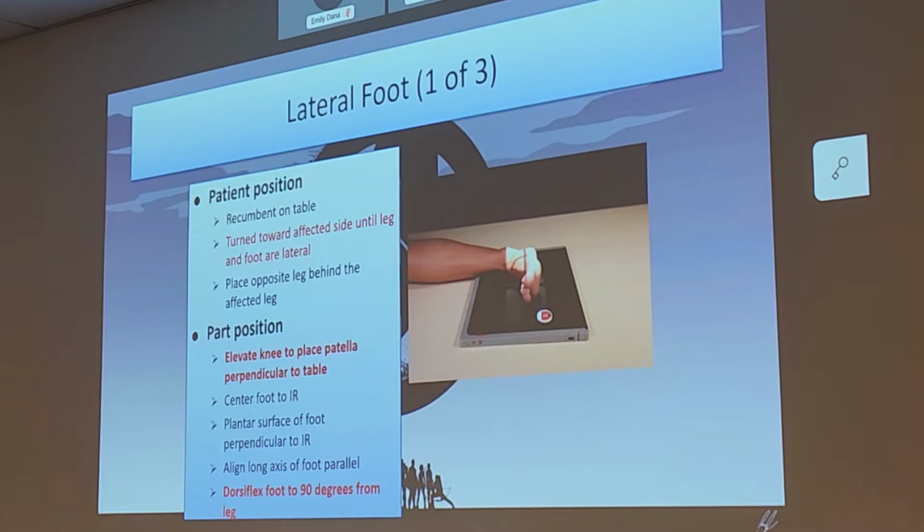Okay, so lateral foot. The way I like to position my lateral foot is, when you get the foot, it's like this, right? Like lateral. I like to touch the sole of the foot, the plantar surface, and make sure it's directly going down. You gotta kind of feel it. Well, I'll show you. Look at the foot. But yeah, so the patient position, recumbent, right?